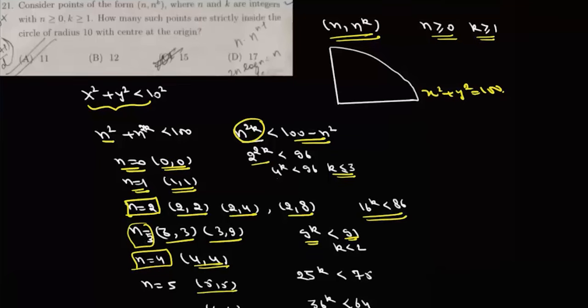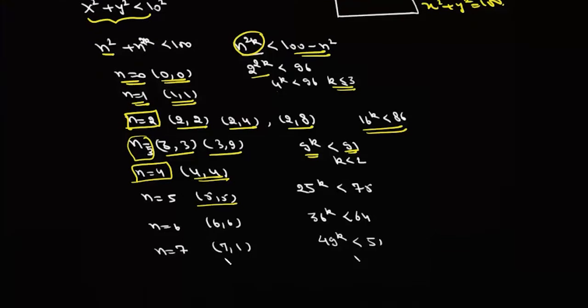Now for n equals 4, we'll have 4^(2k), that is 16^k, less than 84. Now 16² is 256, so only one value is possible. So there will be (4, 4). In the same way, it will be (5, 5), (6, 6). And for n equals 7, we'll have 7² = 49, it should be less than 51. So there will be (7, 7).